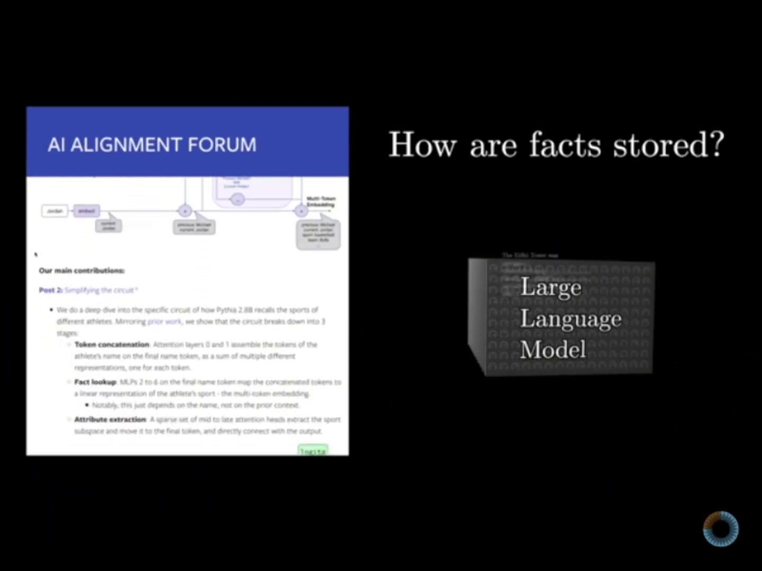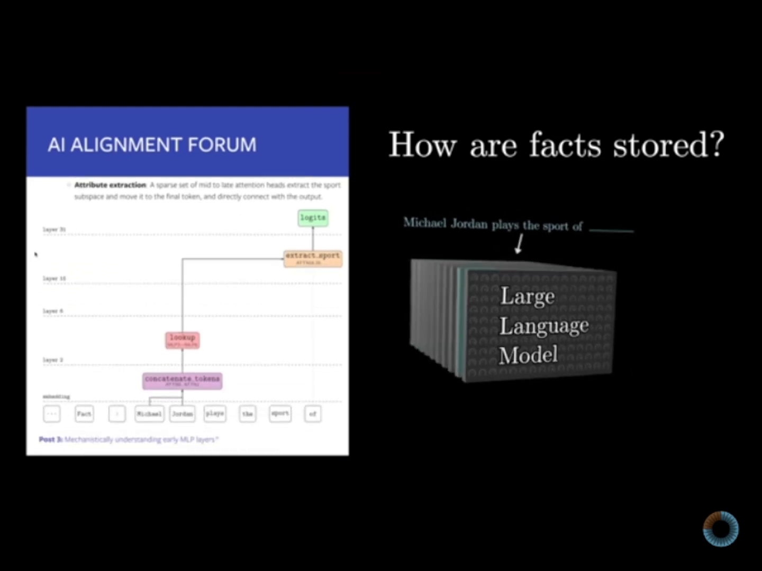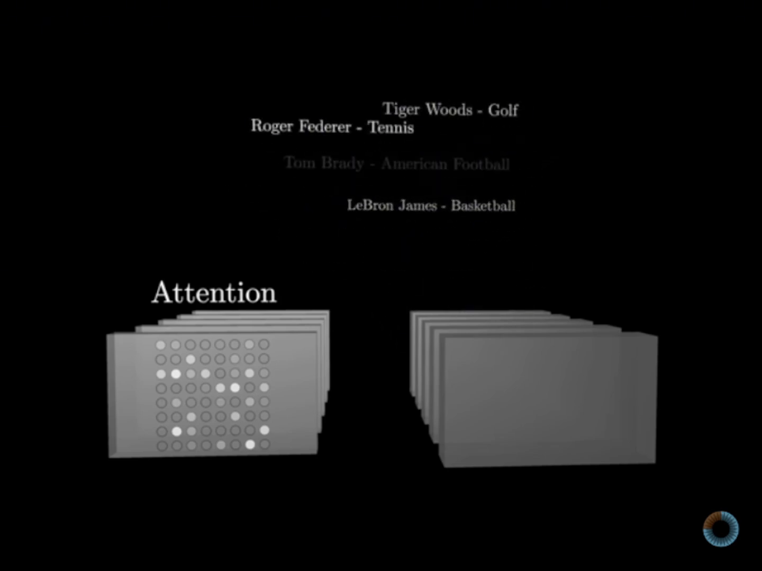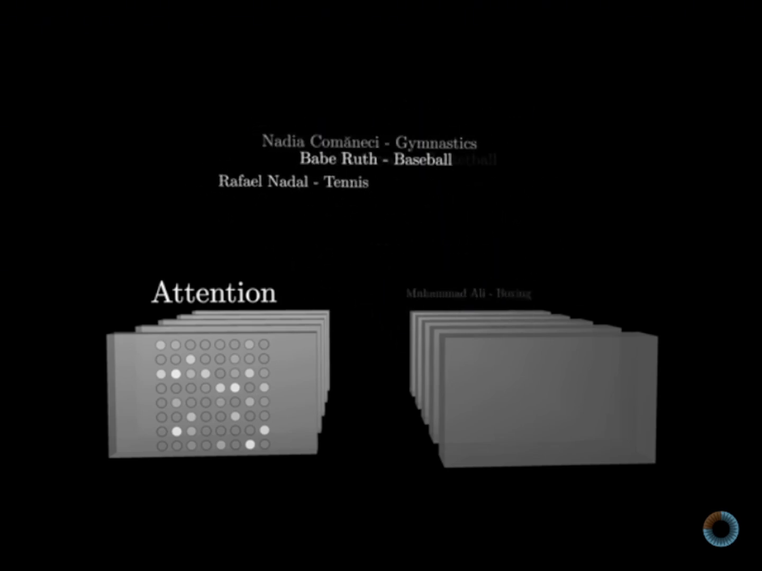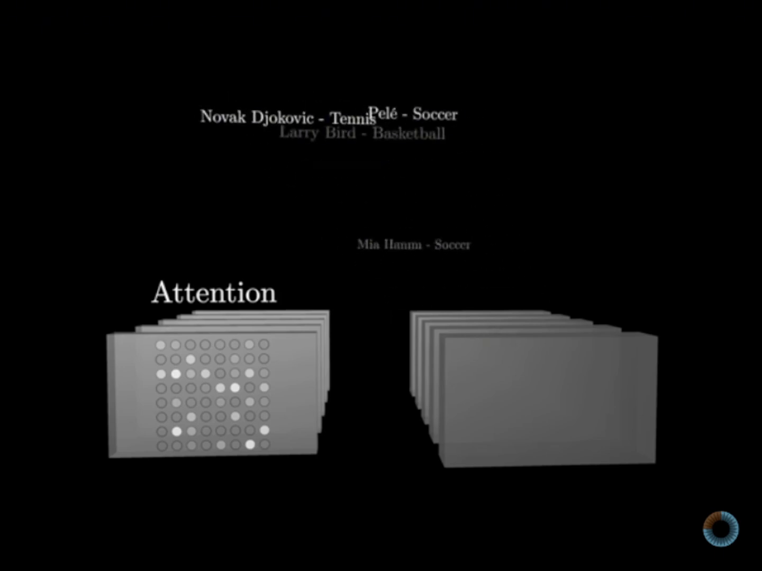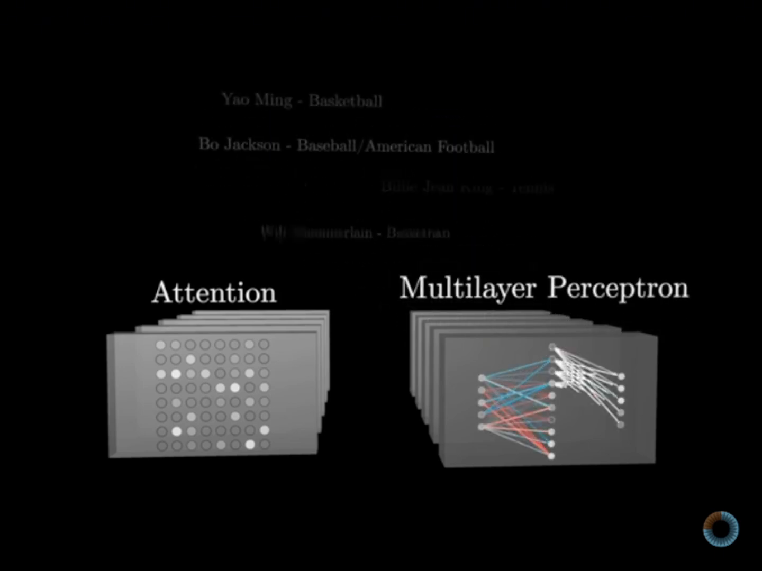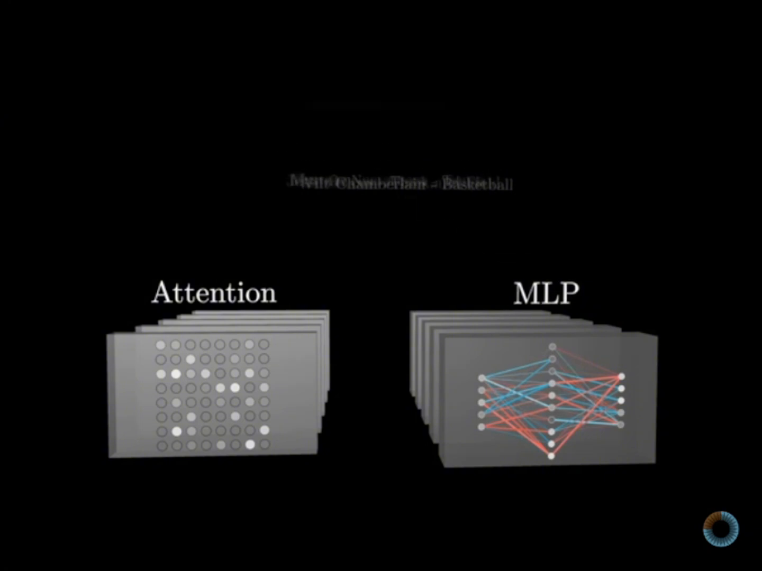And although a full mechanistic understanding of how facts are stored remains unsolved, they had some interesting partial results, including the very general high level conclusion that the facts seem to live inside a specific part of these networks, known fancifully as the multi layer perceptrons, or MLPs for short.